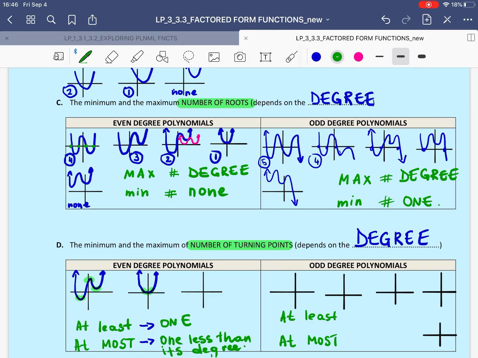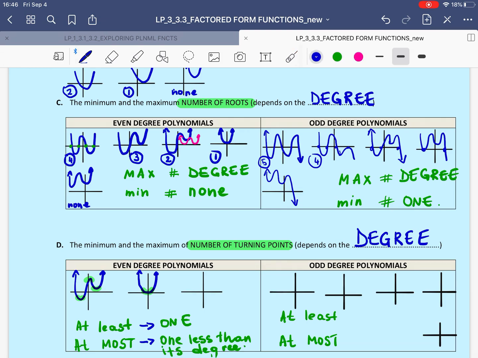An even degree polynomial, because it has to come back wherever it started. So if it starts at positive values of y, it must end in the positives. If it starts in the negative values of y, it must end in the negative. So it must make a turn somehow in order to get back to where it was, no matter where it travels. So we're going to say the least number of turning points will be 1.